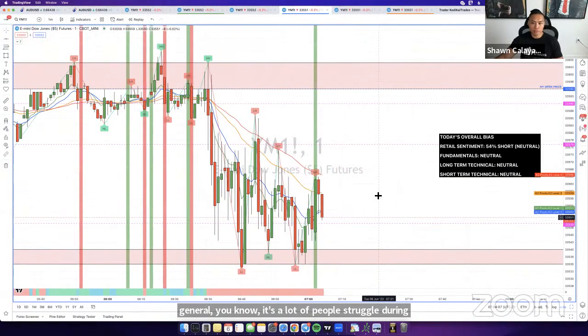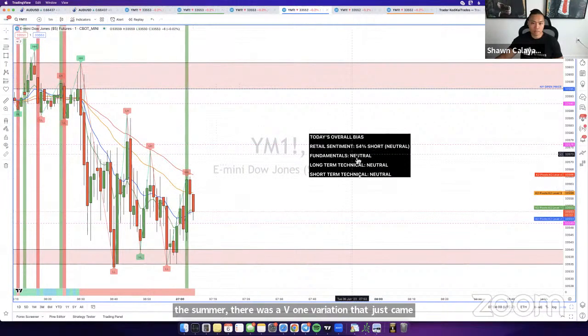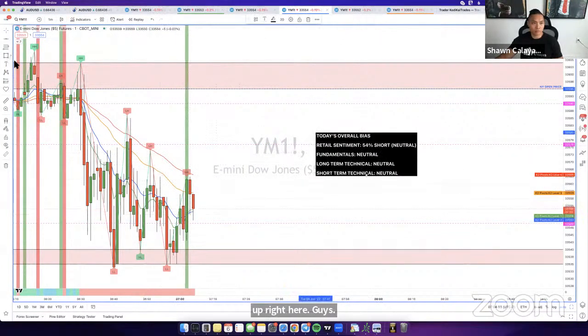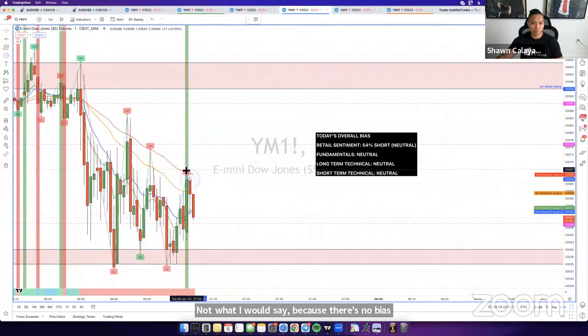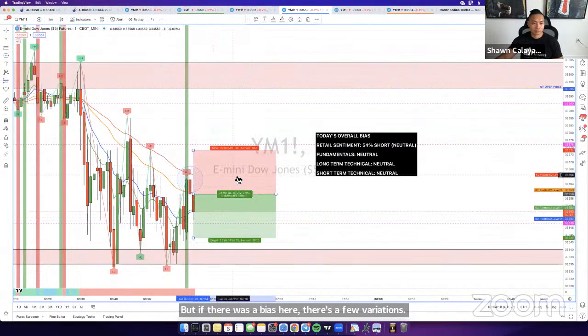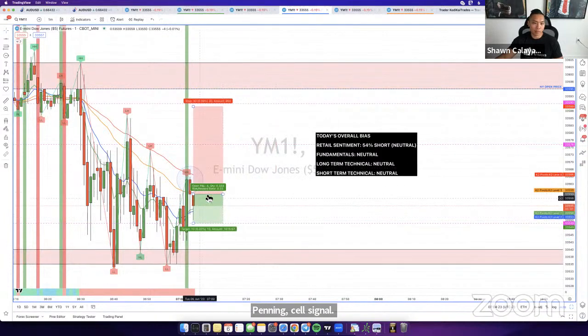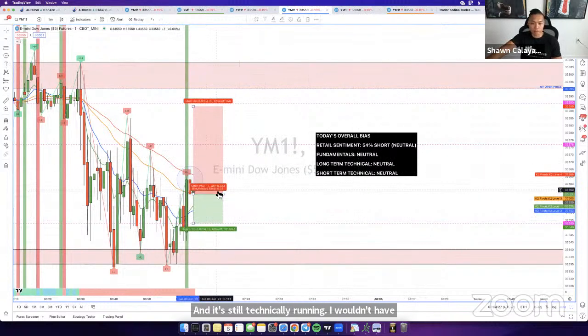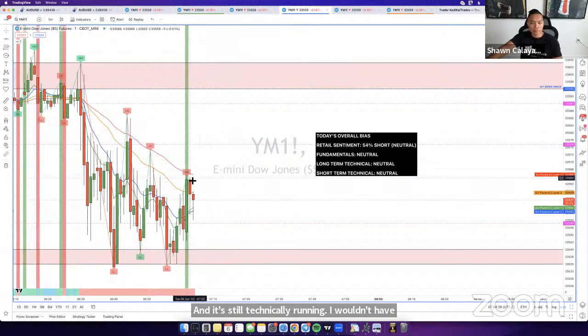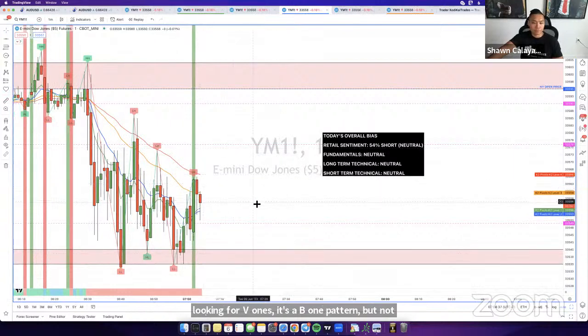There was a V1 variation that just came up right here, guys. Not one I would take because there's no bias, but if there was a bias here, there's a V1 variation. It's double body rejection right there. Pending sell signal. I mean, it's still technically running. I wouldn't have taken it because there's no bias. In order for you to take a V1 variation, you need to have a bias. So I just wanted to point that out if you guys are looking for V1s. It's a V1 pattern, but not a V1 variation because there just is no bias right now. If there was a bias, then great, but there isn't.